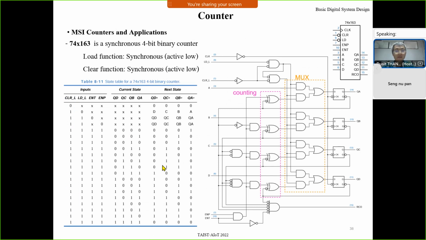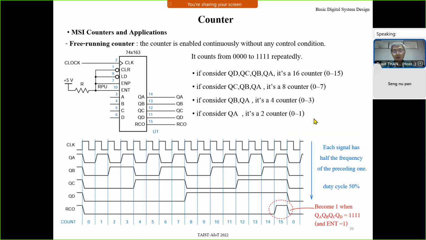In commercial products, for example, the IC 74163 is a synchronous 4-bit binary counter. You can use this one as the counter. For the detail, I don't explain. I just want you to know that there is a counter that you can use. And this is just an example of a circuit diagram to use this counter.